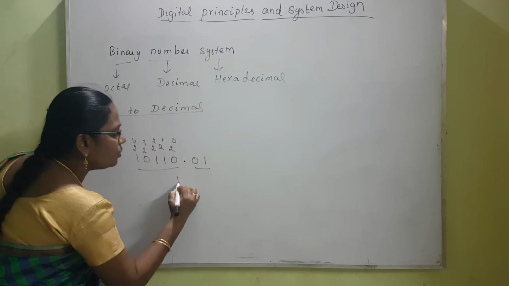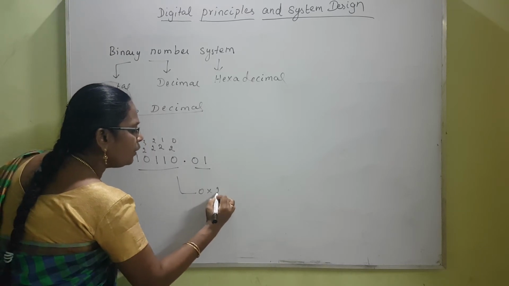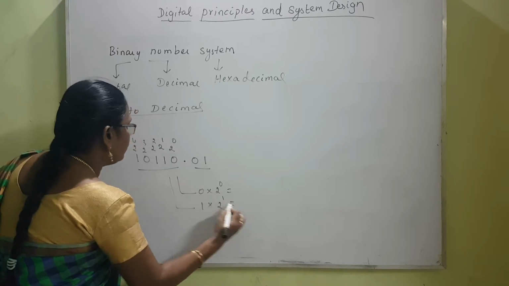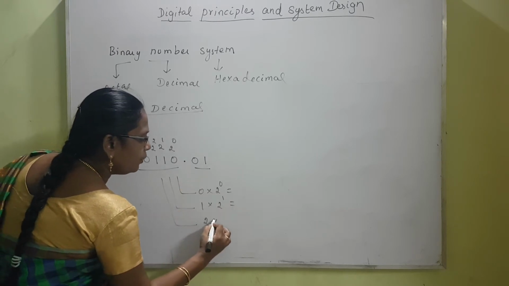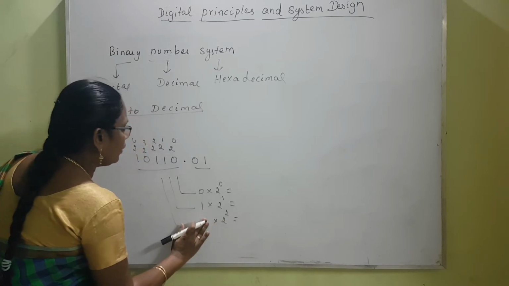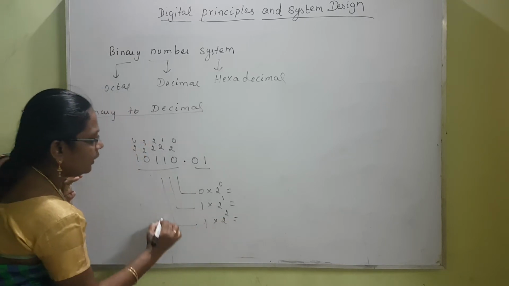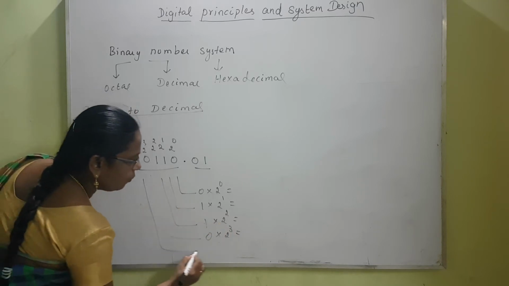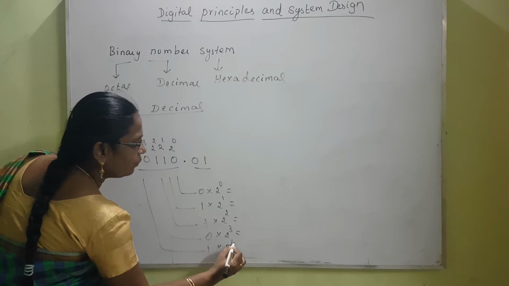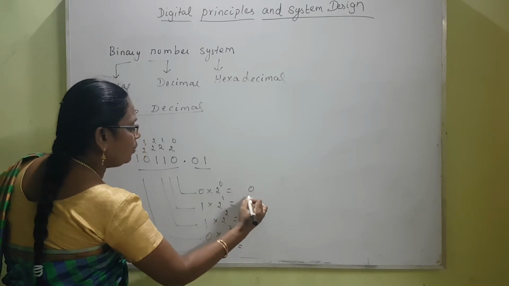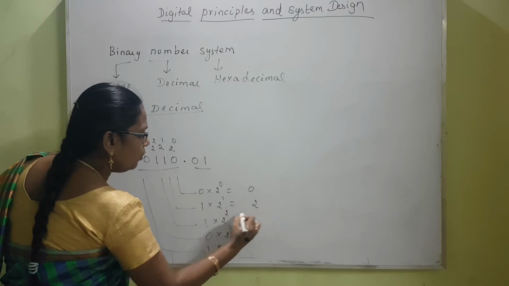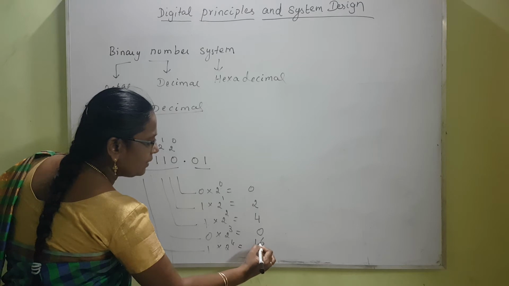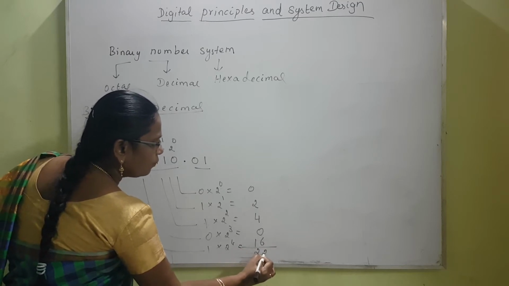So now we are going to do 0 into 2 to the power 0, equal to 1 into 2 to the power 1, equal to 1 into 2 to the power 2, equal to 0 into 2 to the power 3, equal to, and then 1 into 2 to the power 4. So 0 you have 0, and then this will be 2 and this will be 4, this will be 0 and this will be 16. So you get a value of 22.